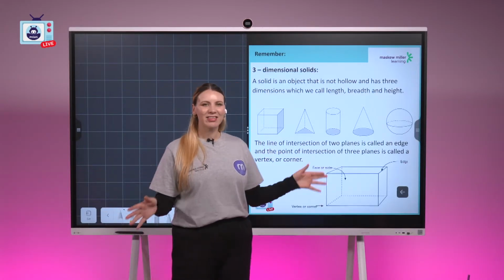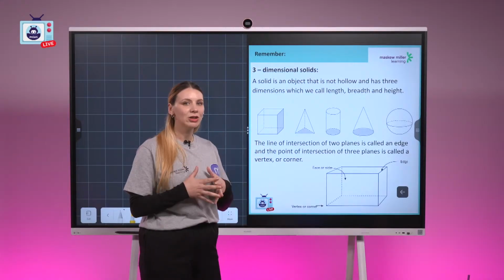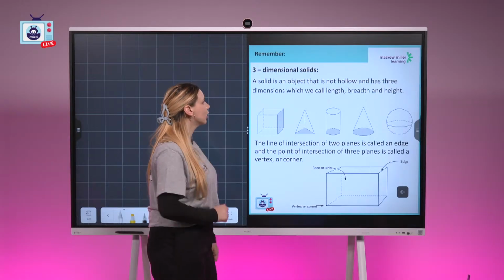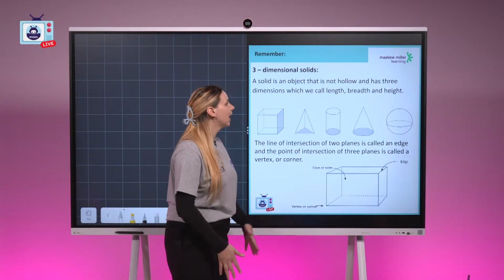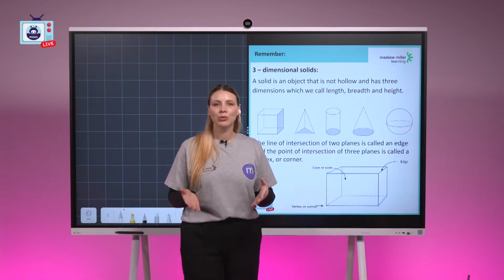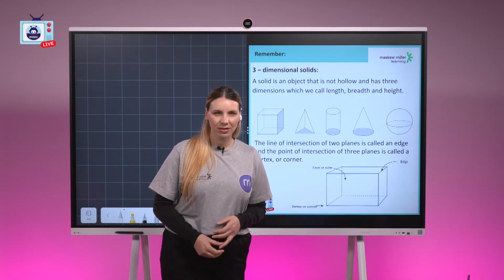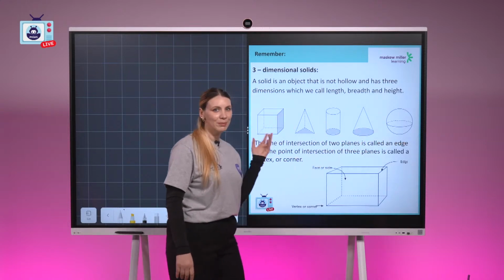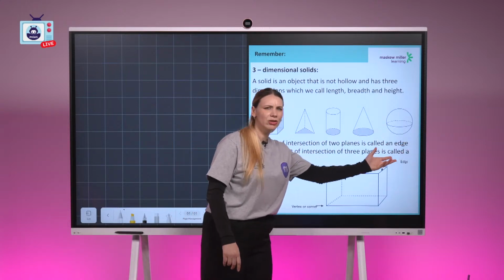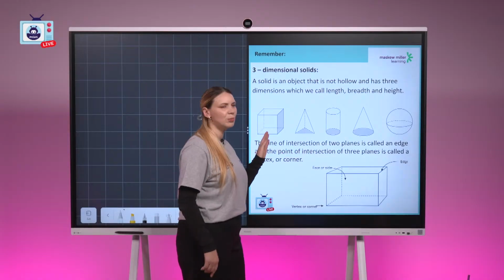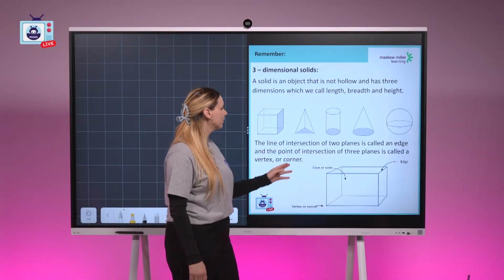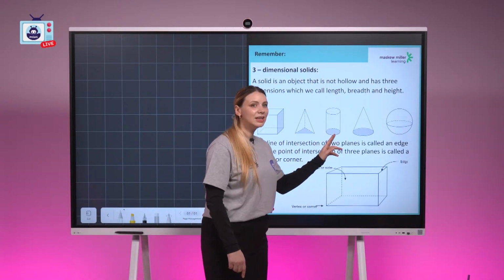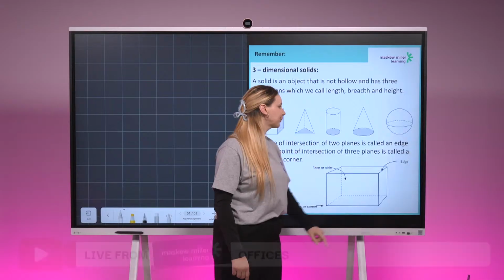Right, so some facts and some interesting information that we do need to know. This is three-dimensional solids. A solid is an object that is not hollow and has three dimensions, which we usually call your length, breadth, and height. As you can see, these are some solids over here, and many of them you know already or you've heard of. It is your cube, or another one would be a rectangular prism. This is a triangular-based pyramid. This is a cylinder, a cone, and a sphere.